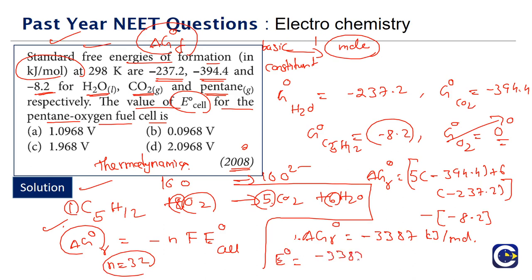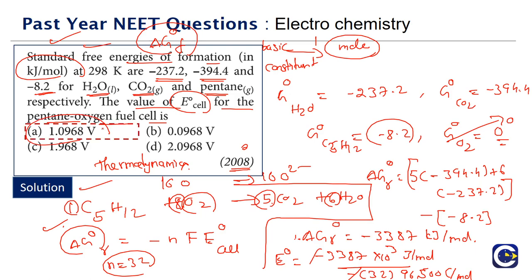Minus 3387 into 10 power 3 joule per mole divided by minus N, which is 32, into F. What is F? 96,500 coulomb per mole. So here also mole will be cancelled, and joule per coulomb will be what? Volt. Joule per coulomb will be volt and minus will be cancelled. So if we simplify this, the value will be coming approximately 1.0968.